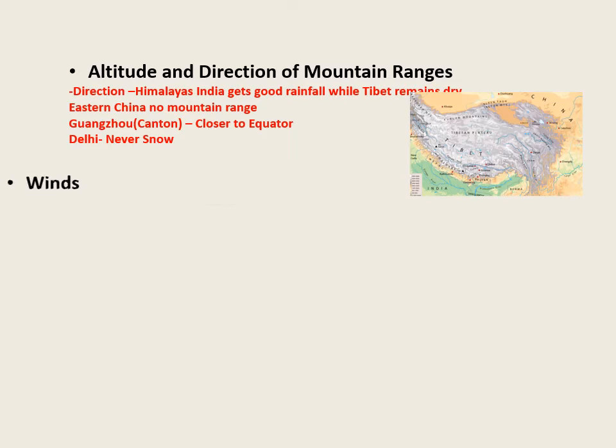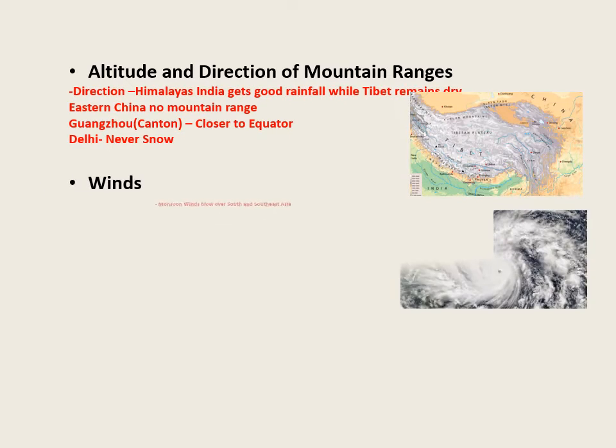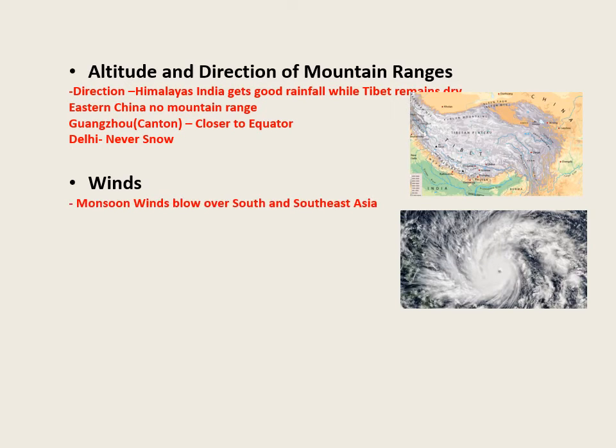Winds. The monsoon winds blow over parts of South and Southeast Asia from July to October, bringing rain to most parts of the region. Cold winds blow southwards from the Arctic, making winters bitterly cold in Central Asia.